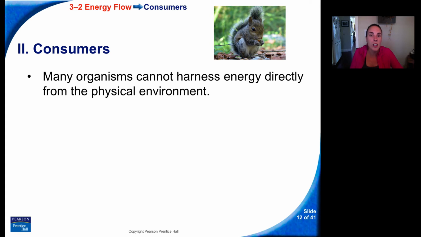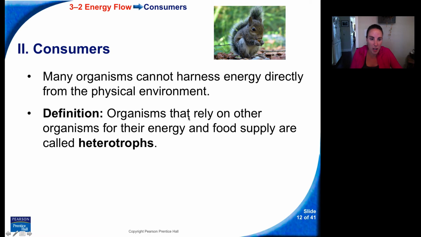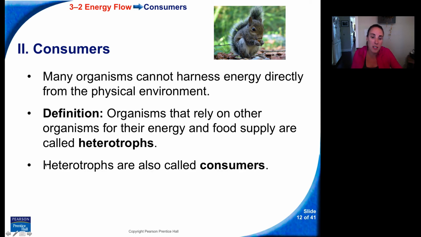So consumers cannot make their own food. We can't just go out and sunbathe and make our own energy. We actually have to consume our food or eat our food. So we can't directly harness energy from the light. So organisms that rely on other organisms for their energy and food supply are called heterotrophs. Hetero means different. They have to get their energy from different sources other than the sun. They're also called consumers because they consume their food, like the squirrel is consuming this nut.